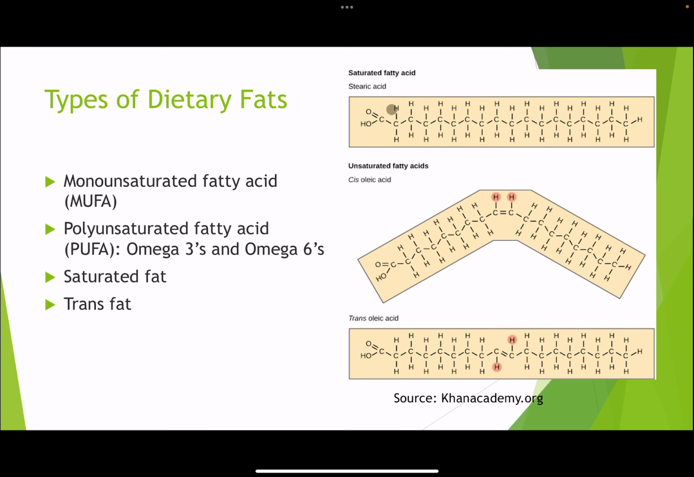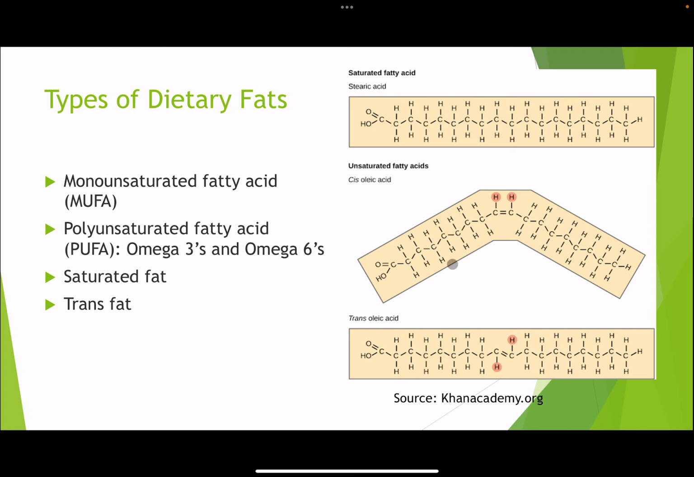Over here you see a saturated fatty acid. It is saturated with hydrogens on every single carbon. An unsaturated fatty acid, poly or monounsaturated, has fewer hydrogens, making a kink in the chain like this. A trans fatty acid also does not have all the hydrogens of a saturated fat, but they are on opposite sides so that they still lay in a straight line.